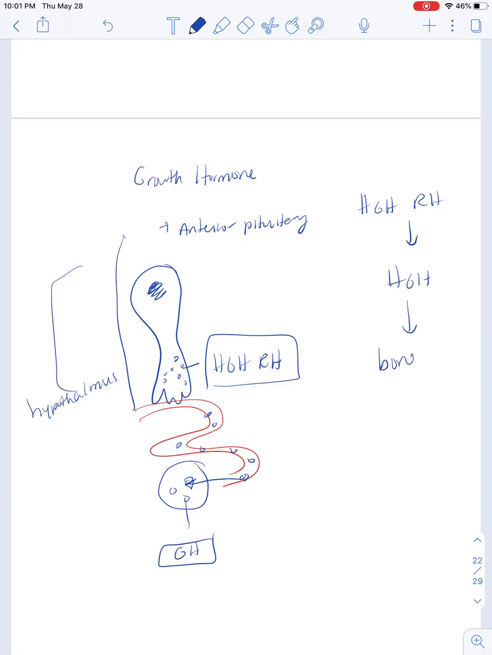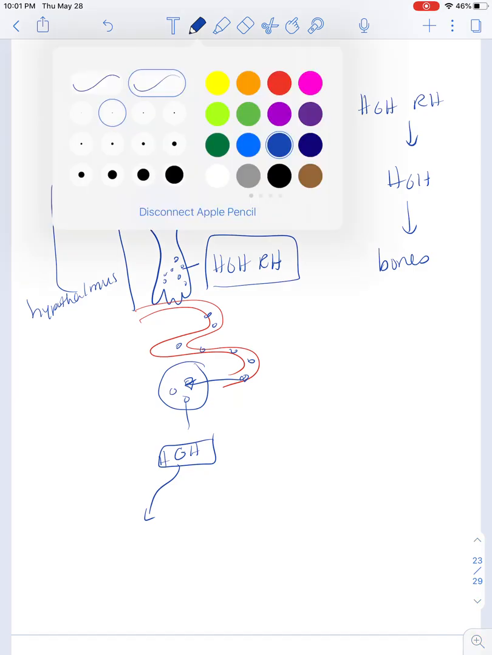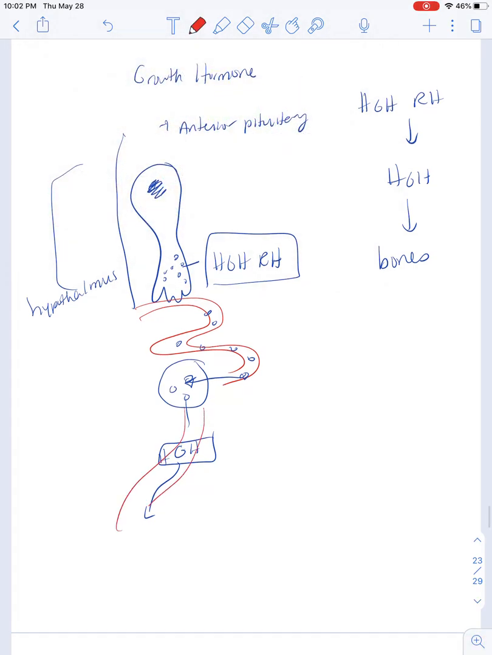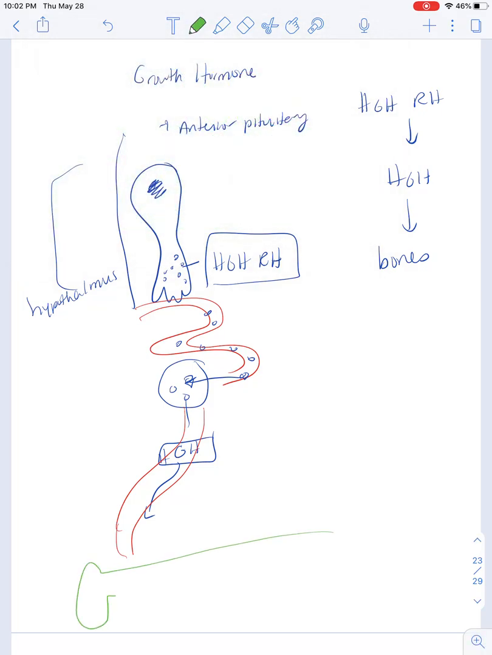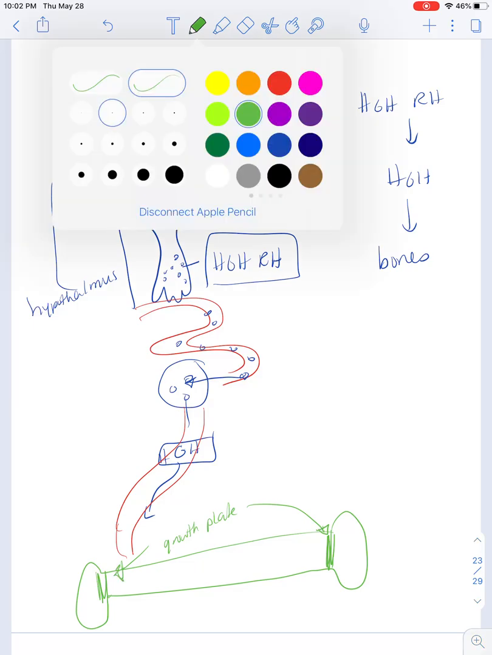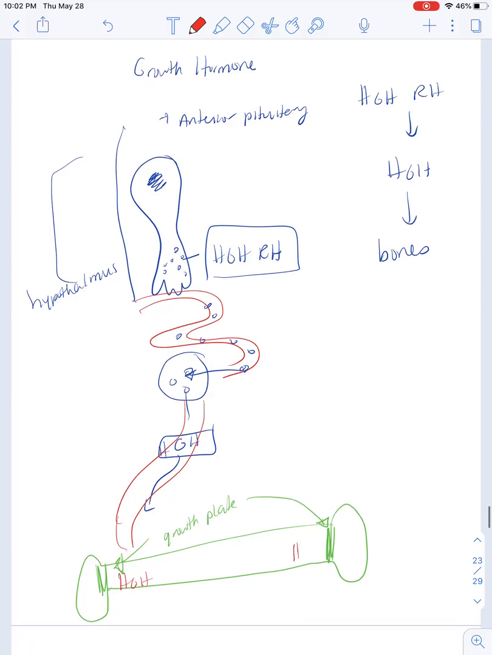This goes to your bones. So here's the HGH. It's also going to travel through the blood. And what it's doing is it's targeting your bones, like the ends of your bones. They have what's called a growth plate. And it's these ends of your bones that have the most growth. And so this HGH is targeting the long bones, and it's making you grow.